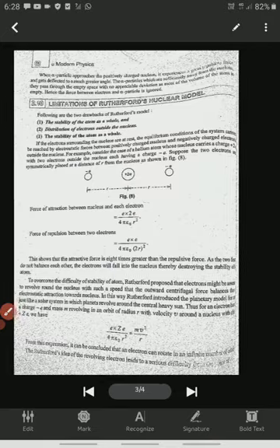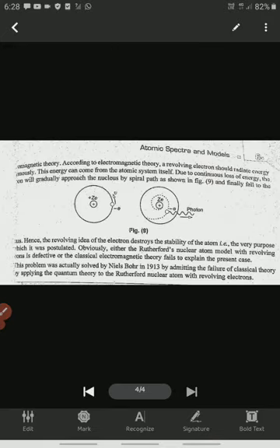Another problem arises. Rutherford told that electrons are moving around the nucleus. Due to that revolving nature only, centripetal and centrifugal forces come into play, so these forces are balancing, and the atoms are not collapsing. This answer was given by Rutherford. Immediately, another problem arises.